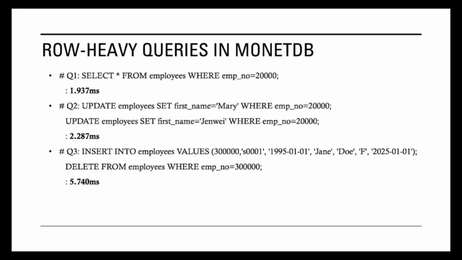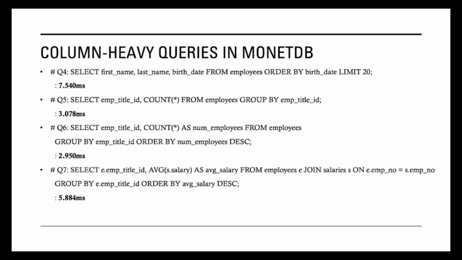In MonetDB, the results for the row-heavy queries were, as you'd expect, slower than MySQL. We had about 2 milliseconds for query 1, another 2 for query 2, and about 6 milliseconds for query 3. This shows an overall latency for OLTP queries.